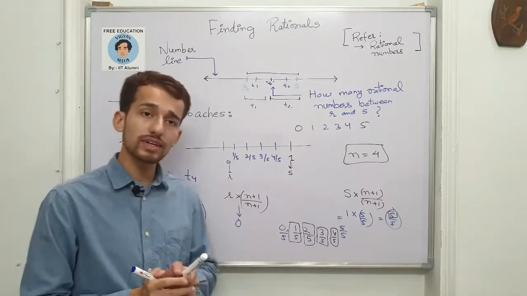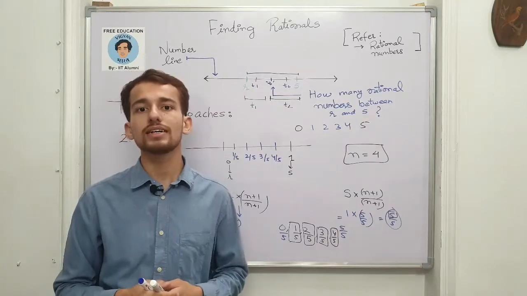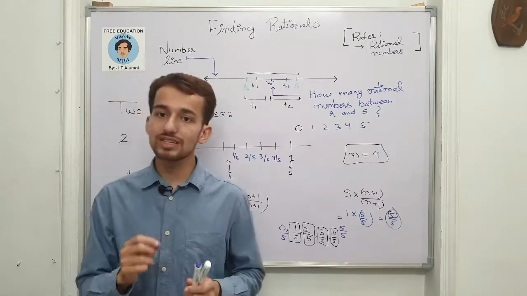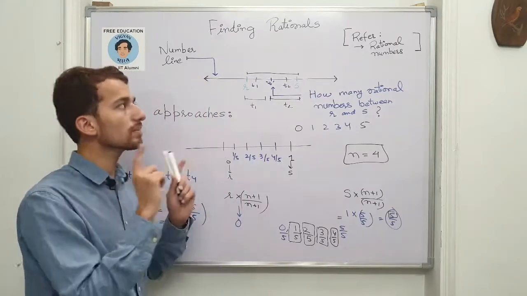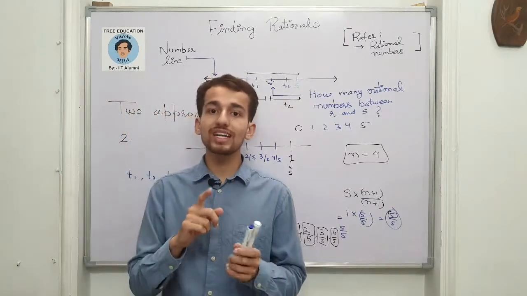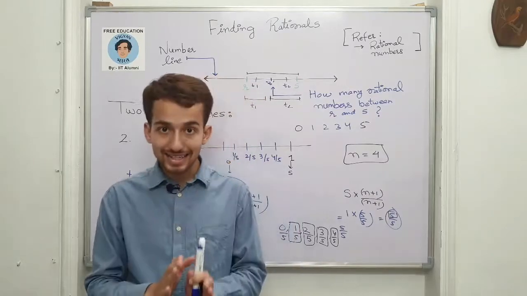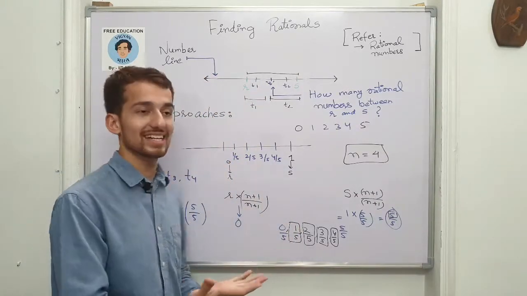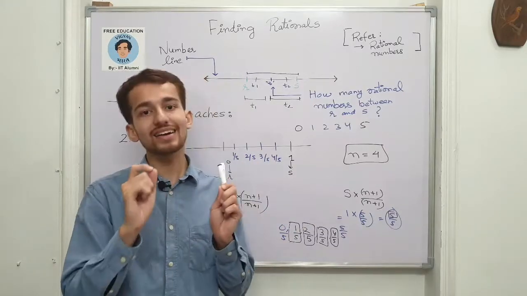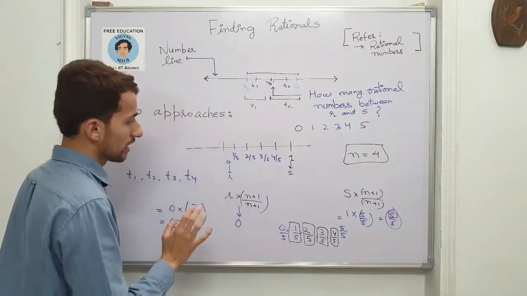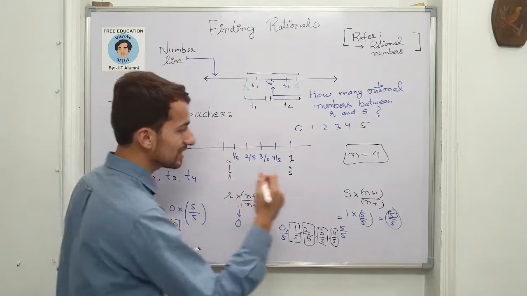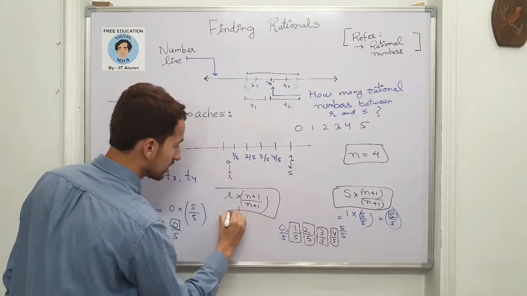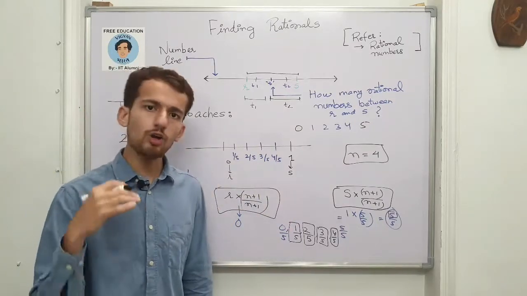So these are the two different methods through which you can find any number of rational numbers between R and S. Just a remark: in the first approach you can find only one rational number at a time, whereas in the second approach you can directly find the number of rational numbers between R and S you want to. So just keep these in your mind whenever you want to find the rational numbers.